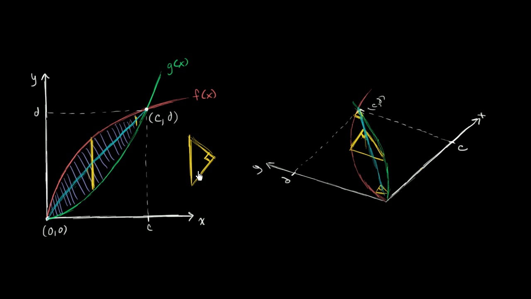So it's isosceles, so that's equal to that. It's a right triangle. And the distance between this point and this point is the same as the distance between f of x and g of x, for this x value right over there. And obviously that changes as we change our x value.